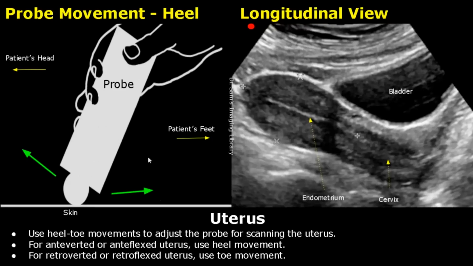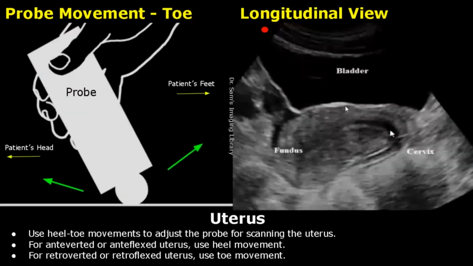For an anteverted uterus or anteflexed uterus, you can use the heel movement to align the probe parallel to the uterus. For a retroverted or retroflexed uterus, use toe movement. The probe is angled towards the patient's feet, and this will align the probe properly with the uterus.